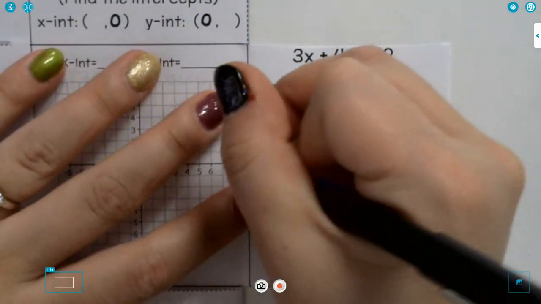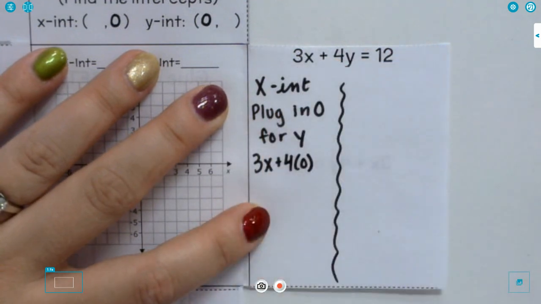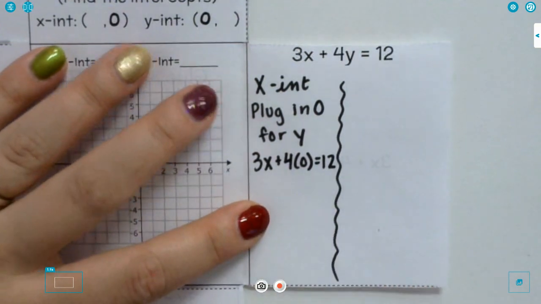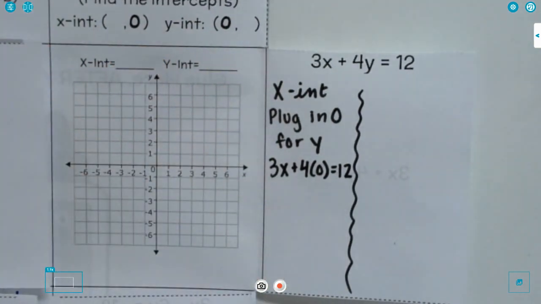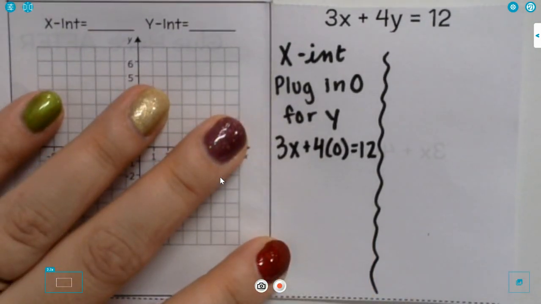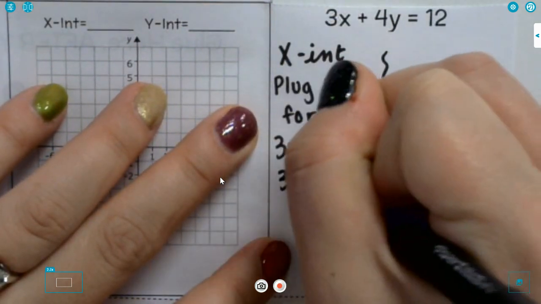So that is going to be 3x plus 4 times 0 equals 12. So I'm plugging in a 0 for the y. 3x plus 4 times 0 equals 12. That would literally just be nothing but x. So what's 4 times 0? Nothing. So I've got 3x plus 0 equals 12.